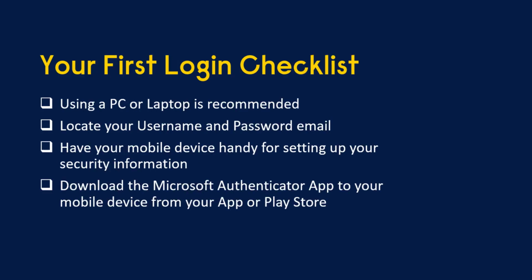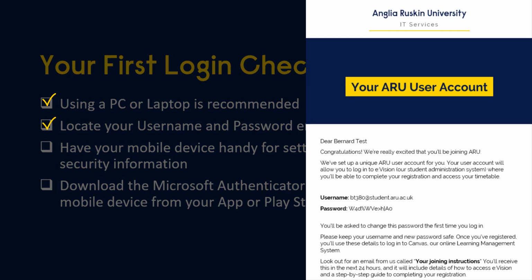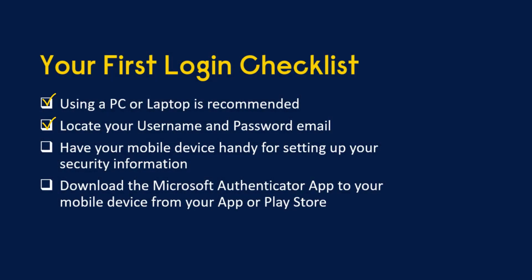Before you start, we have a first login checklist that will help ensure you have what you need to hand for logging in. We recommend you complete your first login setup on a PC or laptop. You will find this makes setting up security information much easier. It's also a good idea to locate your ARU user account email, which contains your username and password. You will need these credentials to log in. You would have received this to your personal email address around the same time as you received your joining information.